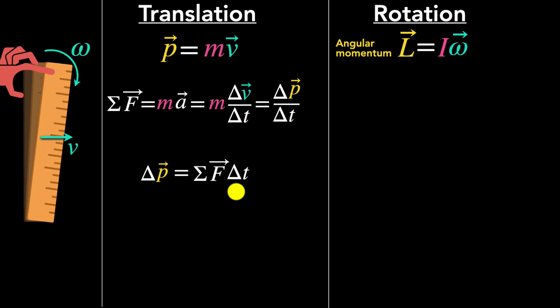And this product of the net force multiplied by the time over which that net force is acting, we call the impulse. So this means that all I need to know is the impulse delivered by my finger on this ruler. If I know that, I'm done because that equals the change in momentum. And once I know how much the momentum has changed, I can figure out the final momentum and the final velocity after I have flicked this ruler.